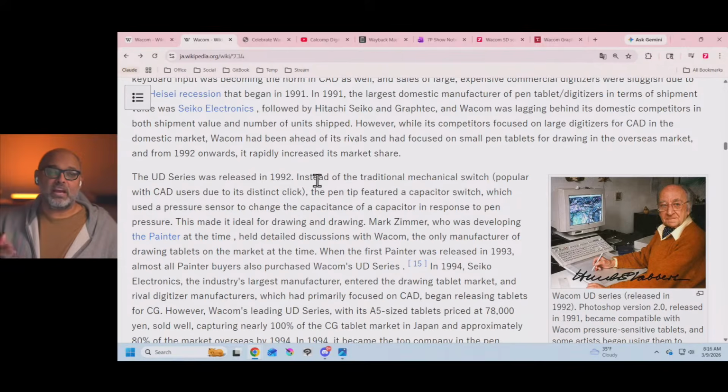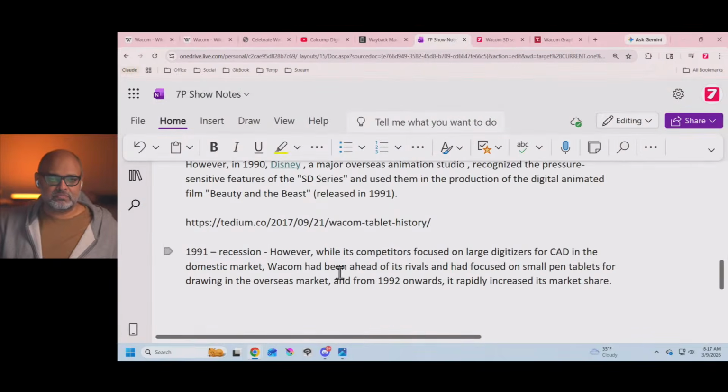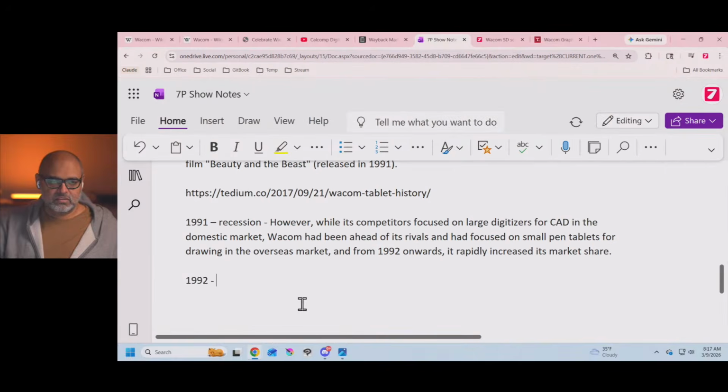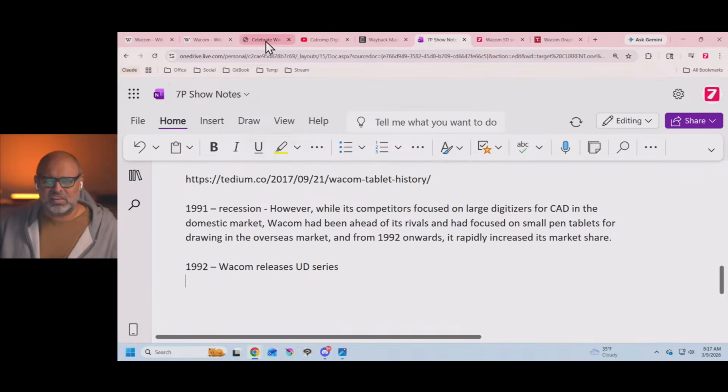Then I don't think I ever heard of anyone having the SD series. And by the way, Wacom marketed the SD series as a digitizer. They don't talk about it as a drawing tablet, even though that's what it was used for. They used some of this older terminology. Okay, 1992 is the UD series. Let's write that down. Wacom releases UD series. Now, I believe this series goes by different names, so it can get a little confusing.